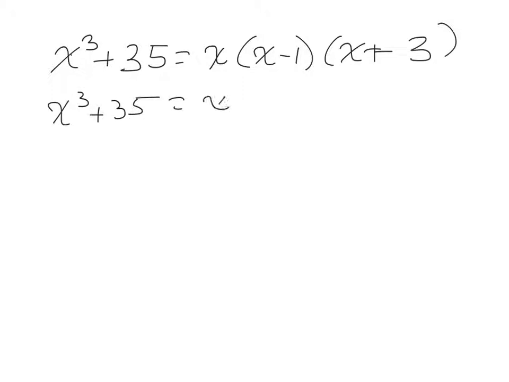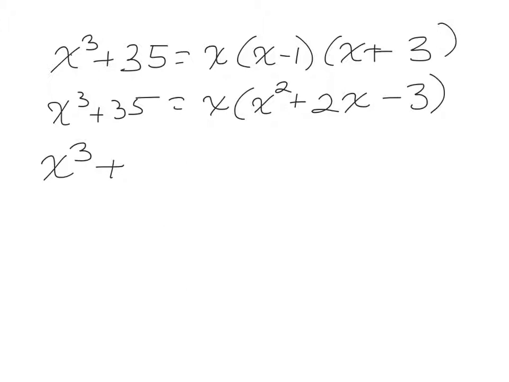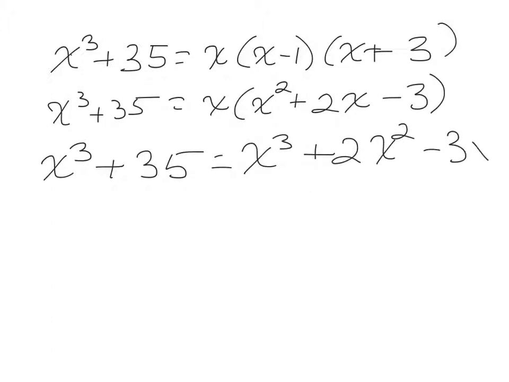equals, I'm going to do the two binomials first. I have x times x squared plus 2x minus 3. And of course you know that by the associative rule I could have multiplied the x times the x minus 1 first, but I chose to do that, and the next step of course is x to the third plus 35 equals x cubed plus 2x squared minus 3x.